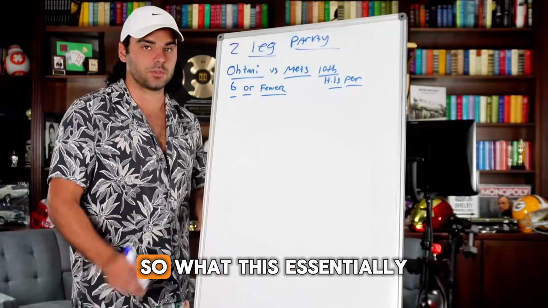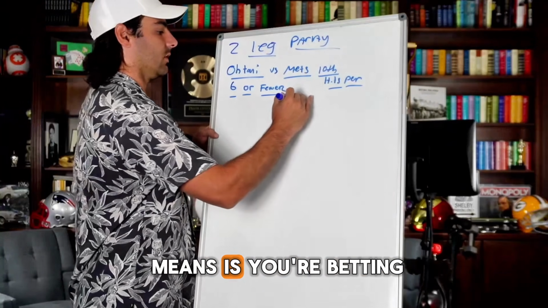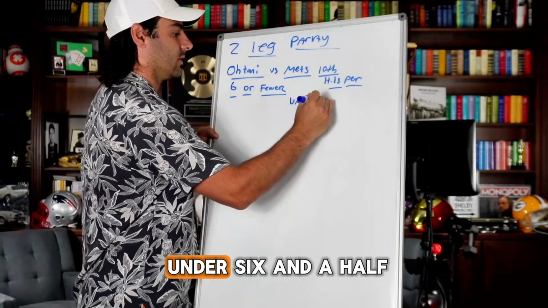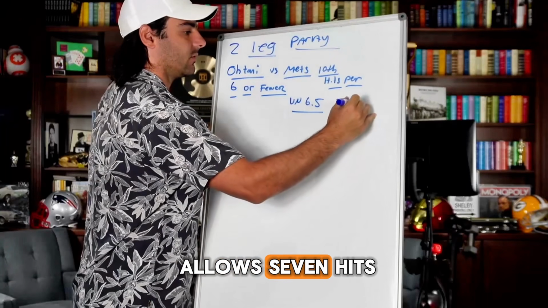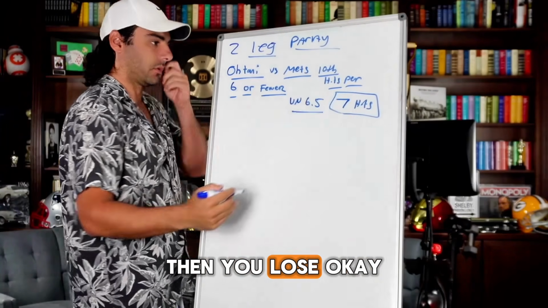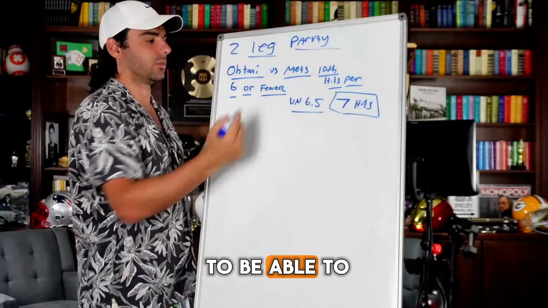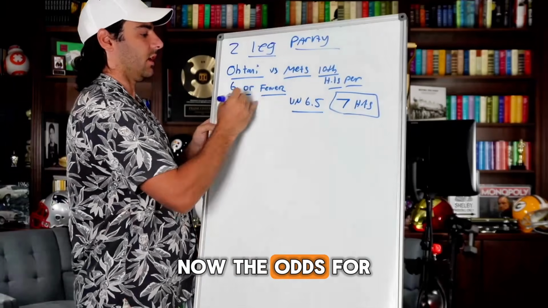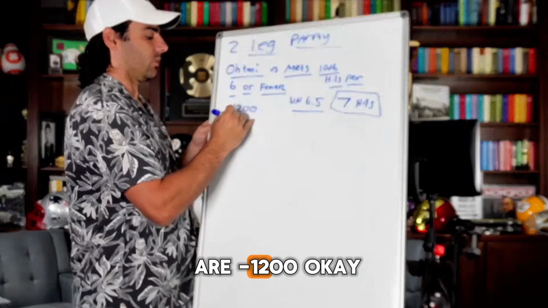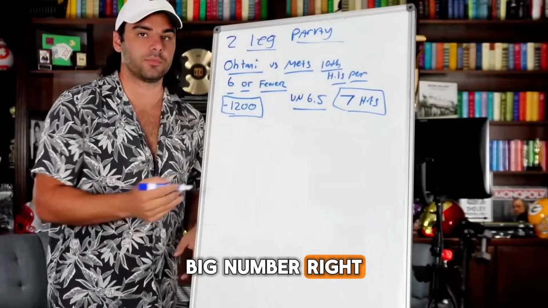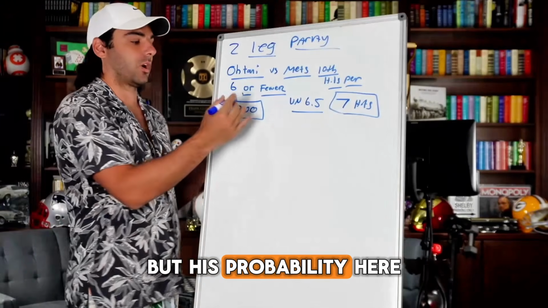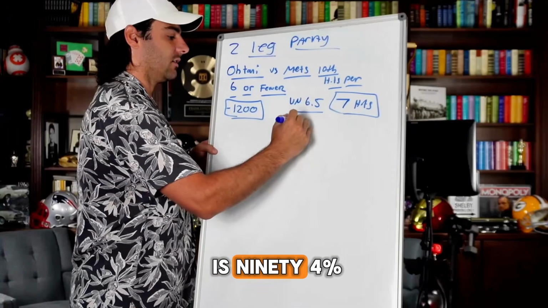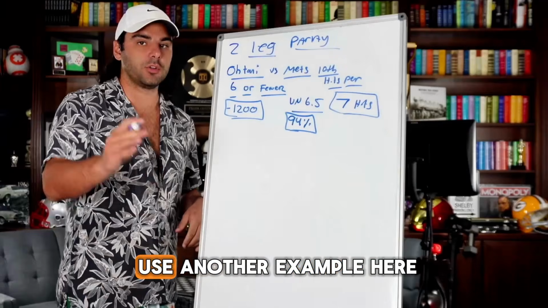6 or fewer. So what this essentially means is you're betting under 6.5. So if he allows 7 hits, then you lose. He has to allow 7 hits for you to lose here. Now, the odds for this play right here are minus 1,200. Big number, right? That's why we use another player to put into this mix. But his probability here is 94%. Now we're going to use another example here.